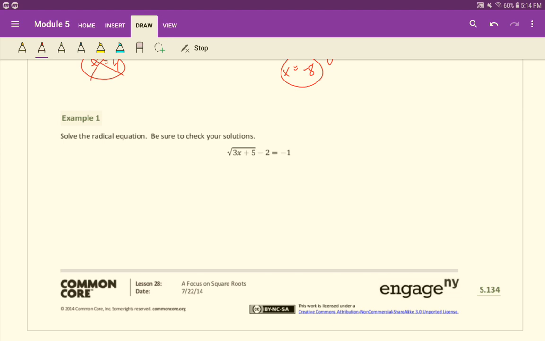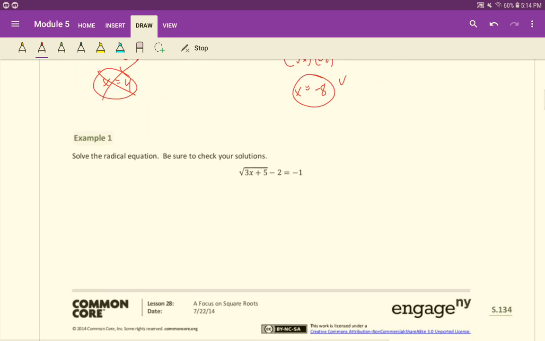Again, the directions are to solve the radical equation. Be sure to check your solutions, like we did up here for exercise 3. So isolate the radical. Now you can see the radical has more going on inside of it. That's okay, don't fret. We'll still just get rid of the minus 2 by adding 2 to both sides. We'll have the root of 3x plus 5 equals 1. Now we'll get rid of the square root, because the 3x and the plus 5 are all underneath it, by squaring both sides. And we end up with 3x plus 5 equals 1.